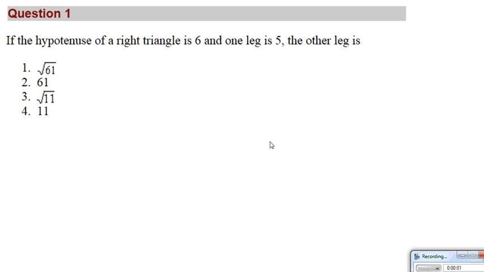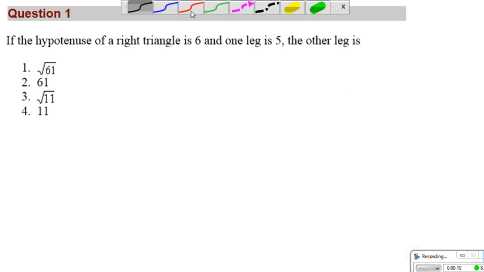Hello class, this is the review lesson for exam number 3. So let us try to look into this one together.